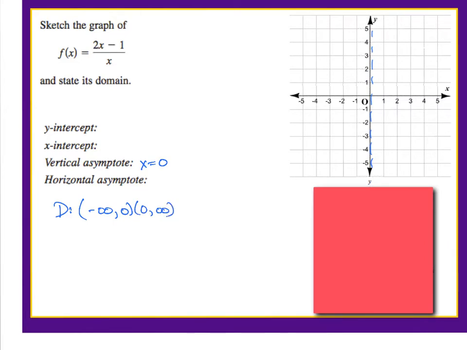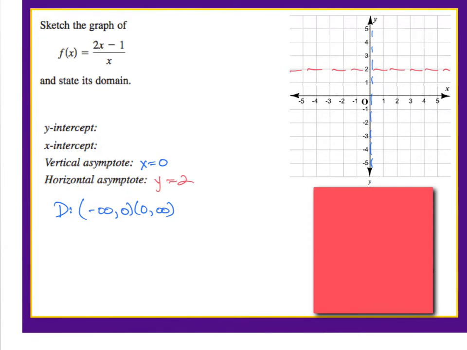All right. Now let's do horizontal asymptote. So what should I look for? The higher powers. Where's my higher power? They're the same. So what do I get? Y equals 2. All right. So now I have y equals 2 going on.